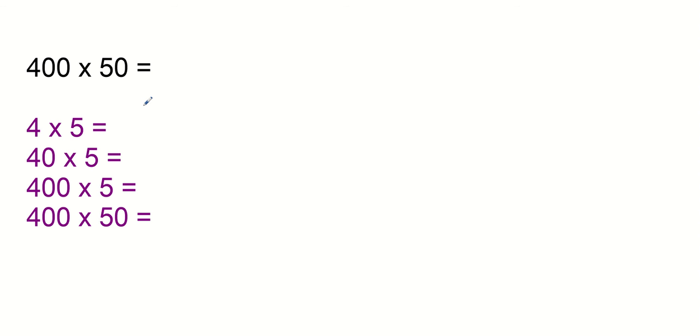Okay, again we're looking at some harder, okay, not too hard, but some harder multiplication, but we're always going back to what we know. So we're dividing this number by 100 and this number by 10 to give us 4 multiplied by 5.